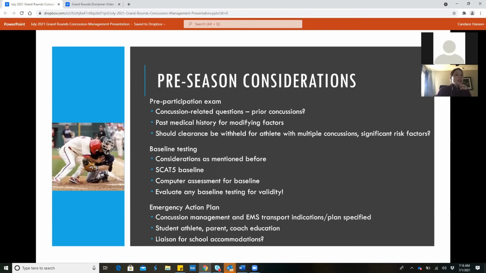And then make sure wherever you're at has an emergency action plan, whether it's your personal emergency action plan for like you're the athletic trainer, school district, what have you. If you are a physician covering at a specific school, make sure you talk with the athletic trainer and make sure that you guys are on board about what the overall concussion management protocol is and what EMS transport looks like and how we initiate that, that timeline. Also consider a liaison for school accommodations. Preseason is a good time to figure out who's going to be the person at school if we have athletes with concussions. That can really help make sure that we're getting them taken care of with accommodations.